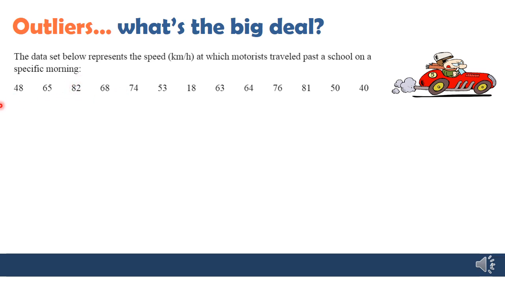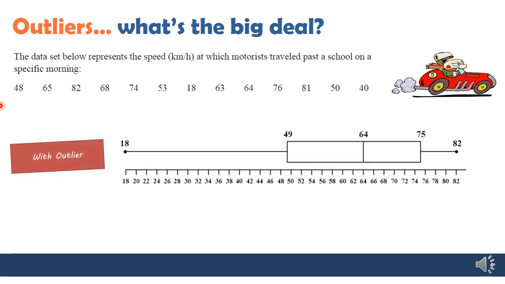So what's the big deal about outliers? We saw last time that if we drew our box and whisker plot with the outlier, we'd have a skewed box and whisker chart that looks like this, where the data are negatively skewed because this 18 is pulling down the mean. So we saw that the mean was at 60.2.